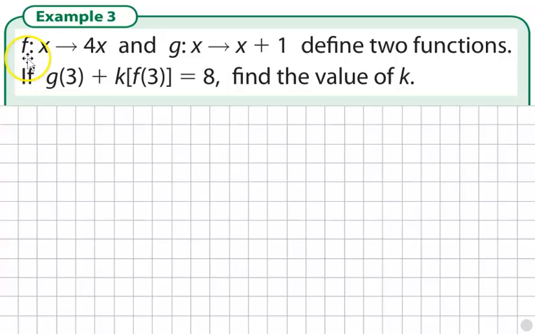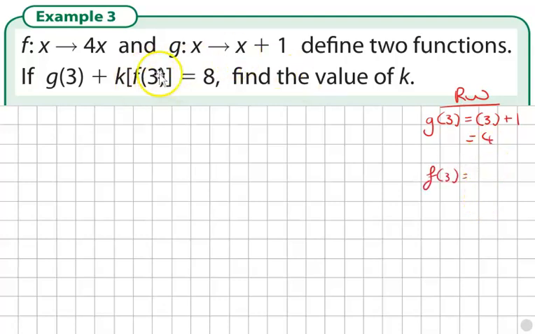Example 3. F of x maps to 4x and g of x maps to x plus 1. If g of 3 plus k of f of 3 is equal to 8, find the value of k. So we're going to do our rough work. So we're going to work out g of 3 first. So that's our first bit there. So our g of x function is x plus 1. So we're going to swap the x for brackets and put 3 into the brackets. And 3 plus 1 is 4. So g of 3 is 4.